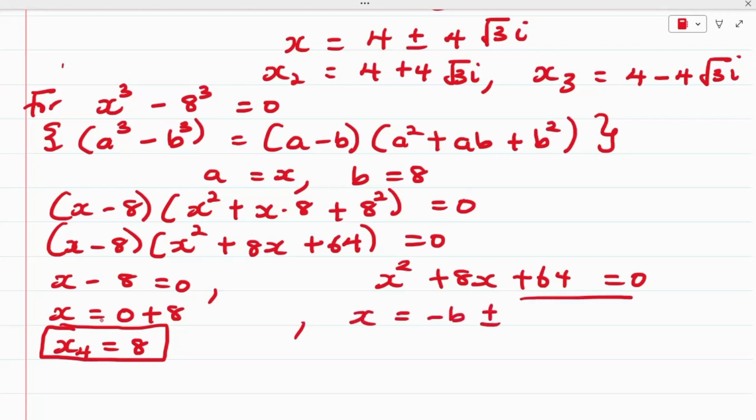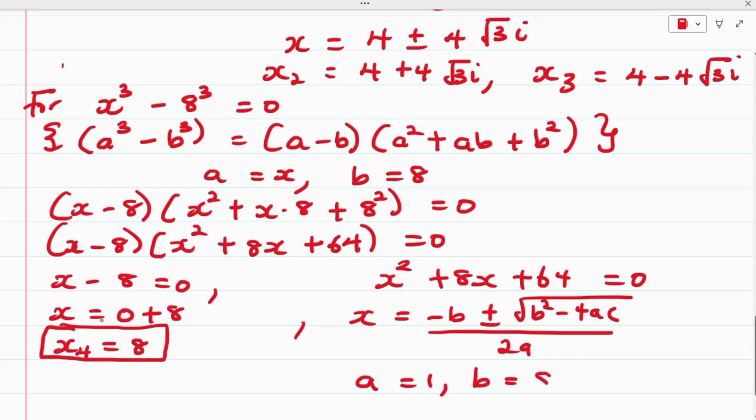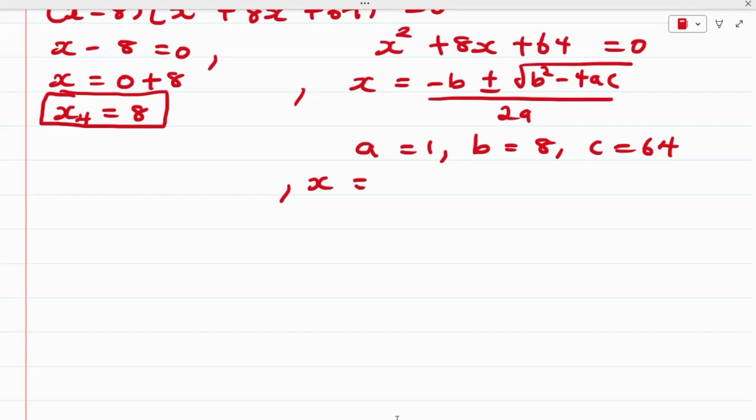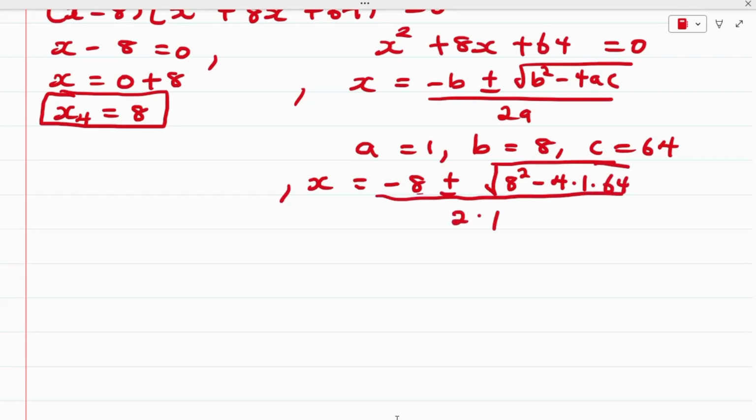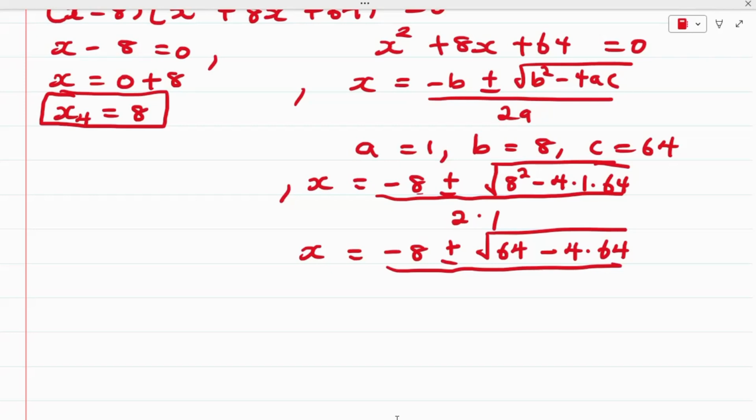So from here, we want to simply solve applying the quadratic formula that says x is equal to minus b plus or minus the square root of b square minus 4ac divided by 2a, whereby we have a is equal to 1, b is equal to 8, and c is equal to 64. So from here, we have that x is equal to minus 8 plus or minus the square root of 8 square minus 4 multiplied by 1 multiplied by 64, divided by 2 multiplied by a, which is 1. So we have that x is equal to minus 8 plus or minus the square root of 8 square is 64 minus 4 multiplied by 1 multiplied by 64. We can write this to be 4 multiplied by 64, divided by 2 multiplied by 1 is 2.